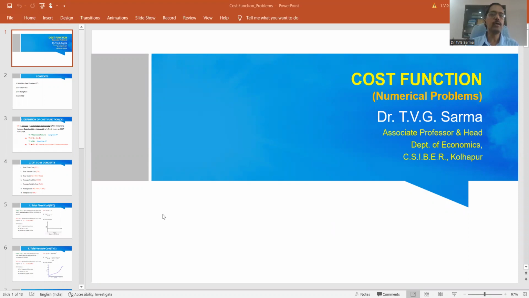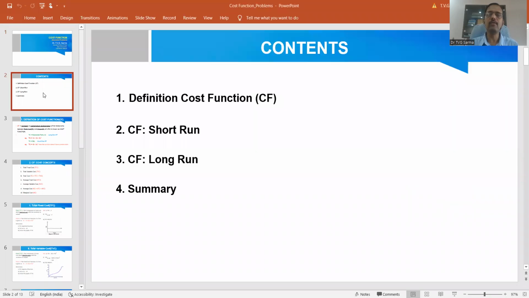To start with, let me first focus on the content of today's presentation. We shall be focusing firstly on the definition of a cost function. Then we shall see examples of a short-run cost function and how we formulate it. Thirdly, we shall see the long-run cost function and its example, and finally summarize our total presentation.